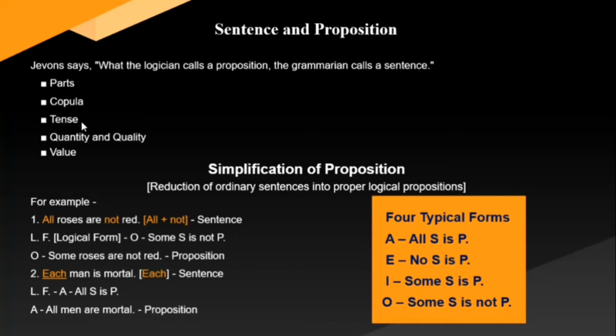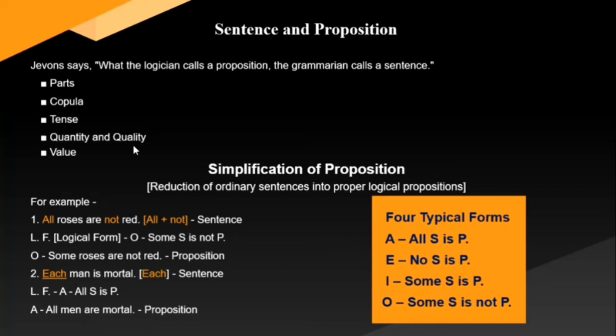So a logical proposition must always be used in the present tense. The copula of a proposition is of the verb to be in the present tense only. However, a sentence can be of any verb in any tense. Now let us try to understand the difference between a sentence and a proposition regarding quantity and quality.